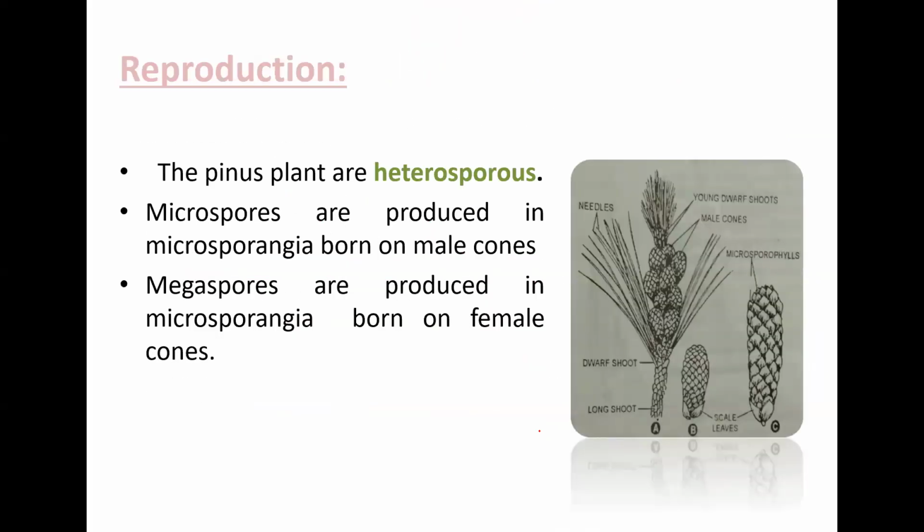Now, next we are moving on to the reproduction point of view. When I talk about reproduction, Pinus plants are heterosporous. That means they produce two different types of spores. Microspores are developed in the microsporangia on the male cone, and megaspores are developed in the megasporangia and borne on the female cone.